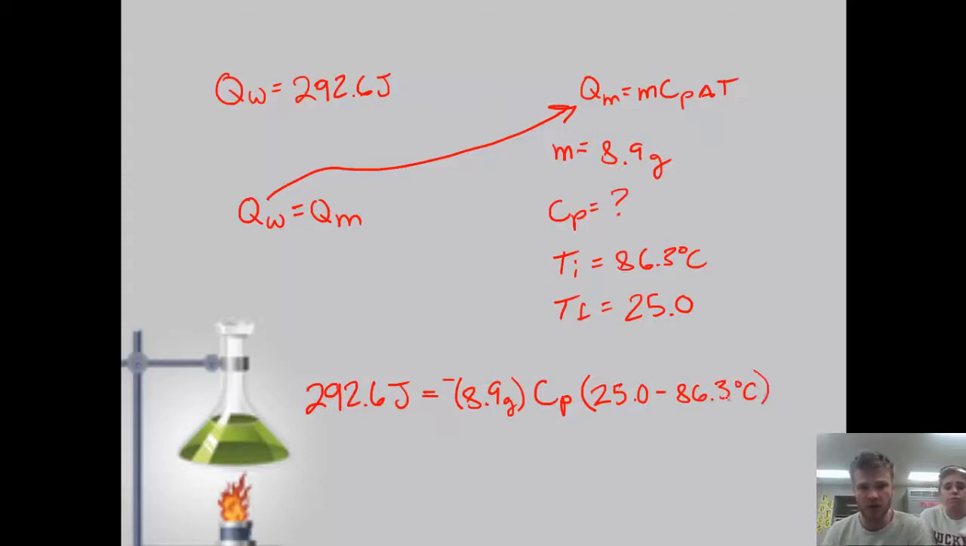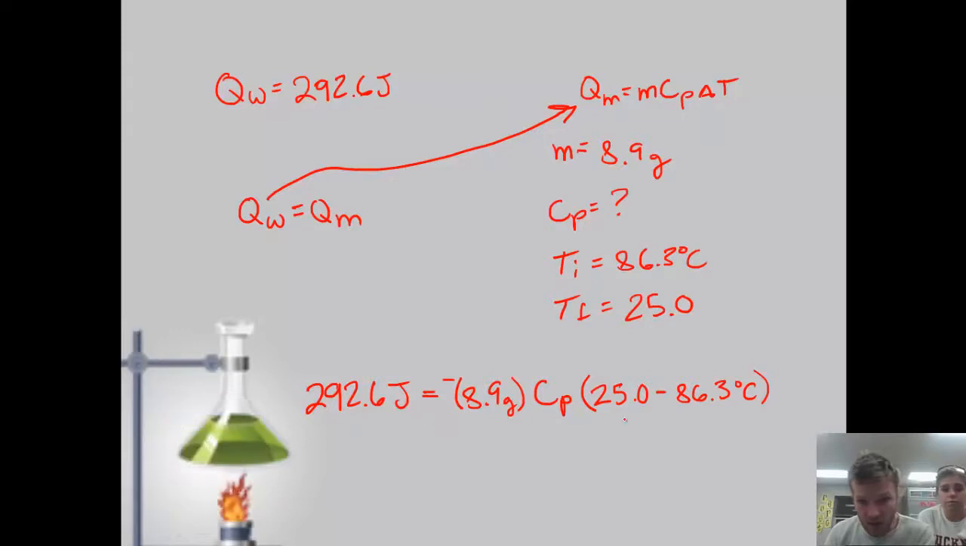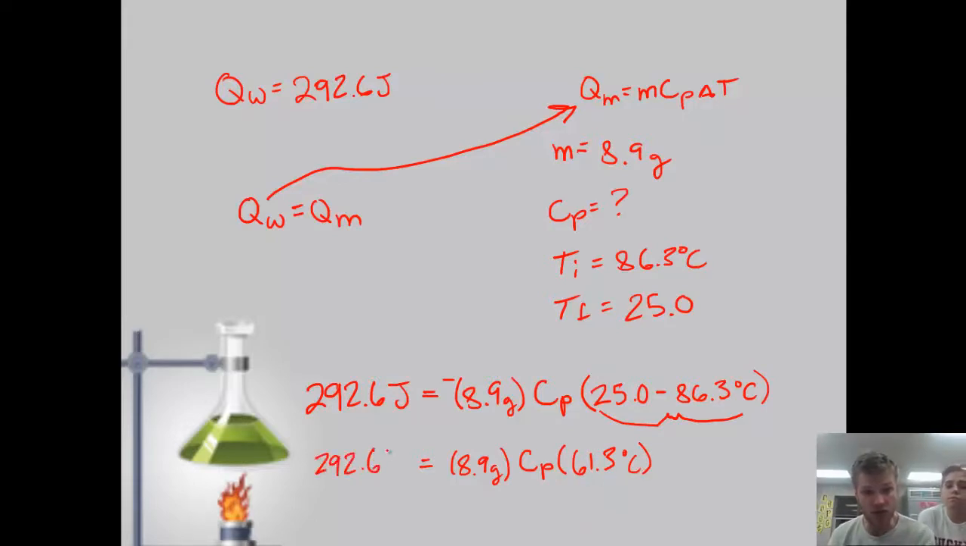Okay, so I've got to get CP by itself. First of all, I'm going to solve this out. Can you plug that in a calculator? Negative 61.3. Okay, and that negative here is going to cancel with this negative here. So when you do this in lab, you're just going to forget the negatives. And you've got 61.3 degrees Celsius. So this is equal to 292.6 joules.